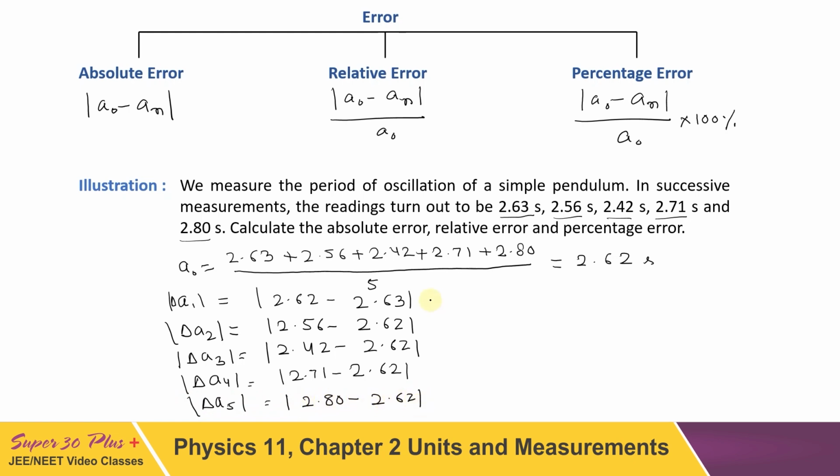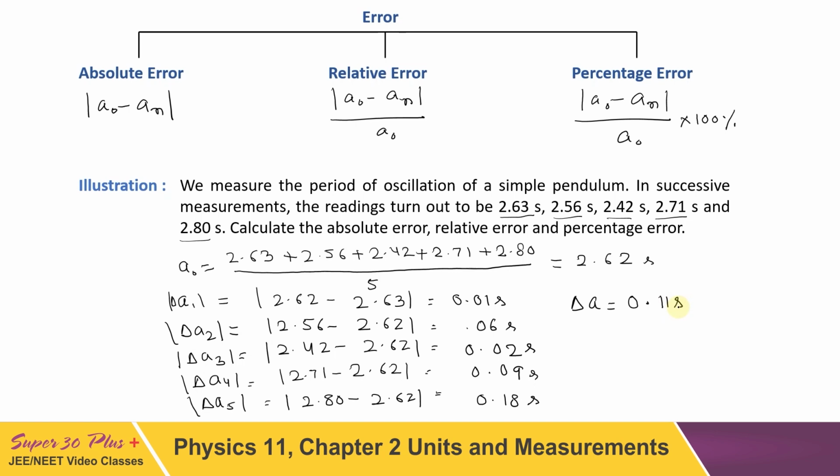If you write all these values, it would be 0.01. We are writing the values in seconds. Another one is 0.06. Next is 0.02, 0.09 and 0.18. These are all the absolute errors in individual readings. Now we have to write the mean of these values, so it would be delta A mean. Now I am writing for all these 5 values. If you take the mean, the calculation will come out as 0.11 second. So this is the absolute error in the given observation.